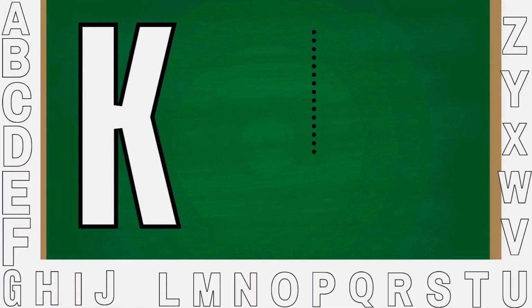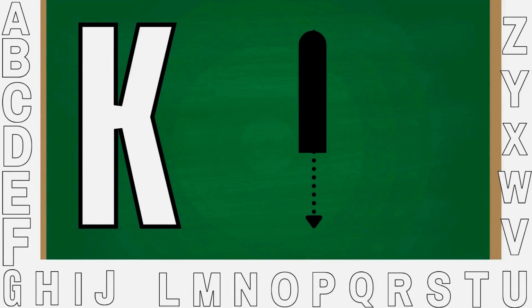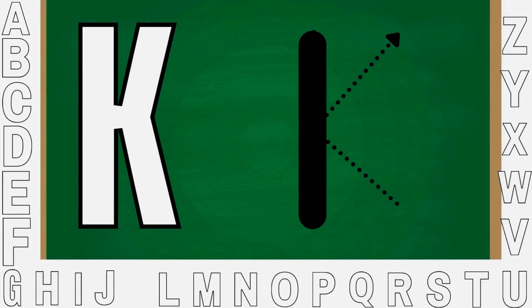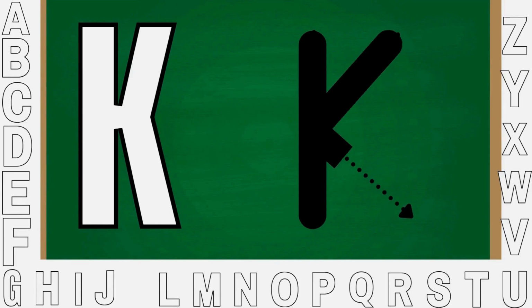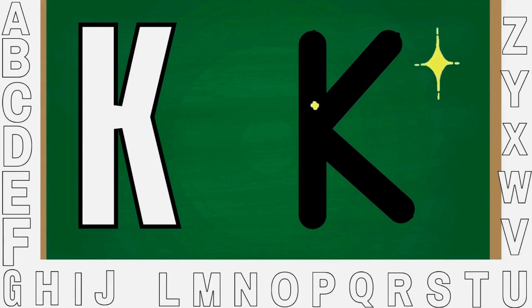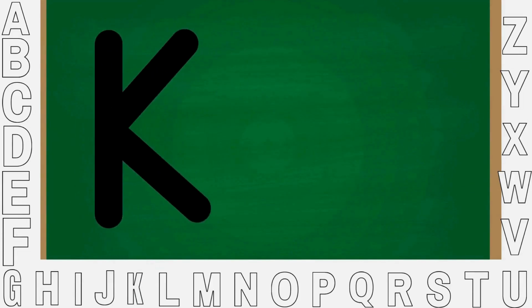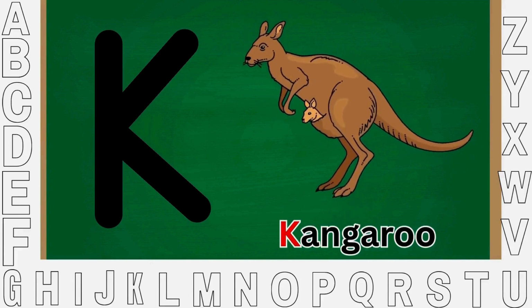K. Draw a vertical line. Draw two slanting lines from the middle of the vertical line. K. K is for kangaroo.